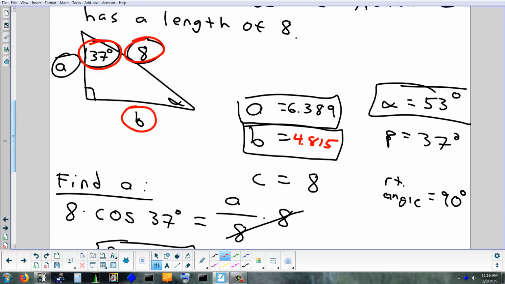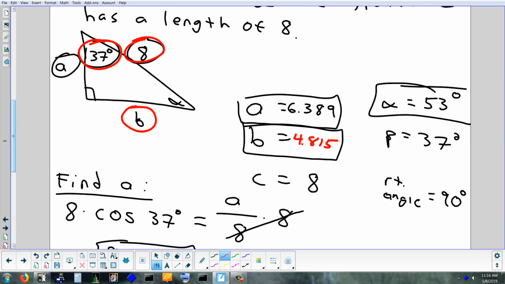The other thing you can check is the smallest side should always be across from the smallest angle. Biggest side, biggest angle. Check that. If something weird happens there, like the biggest side is across from the smallest angle, maybe you wrote something in the wrong spot, or you did something wrong.